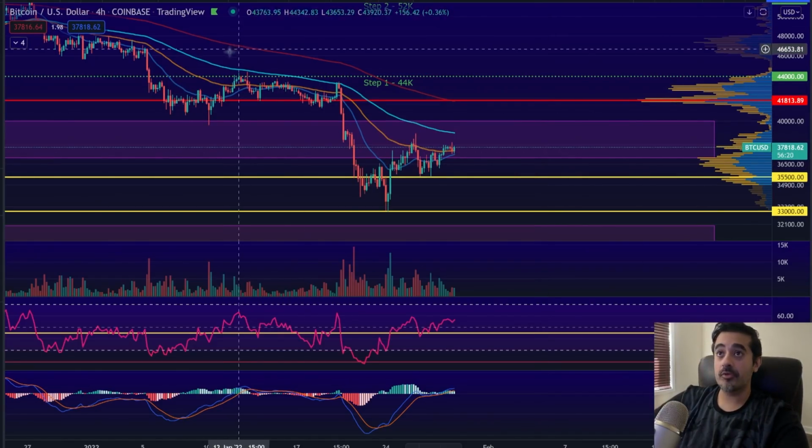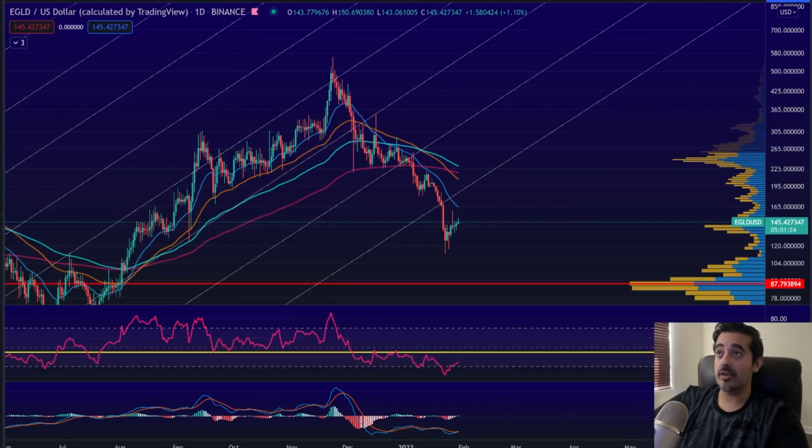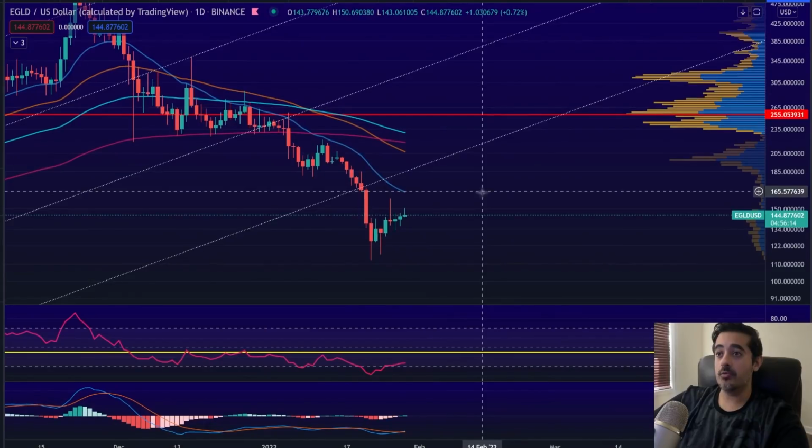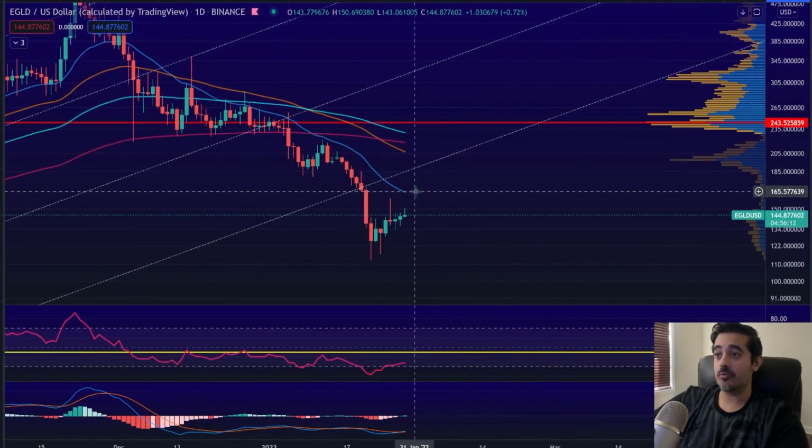All right, that is pretty much it as far as the news on EGLD. If we look at the chart right now, I think the biggest thing to see is when do we hit this 20 exponential moving average on the daily. That's at 165 right now, okay?